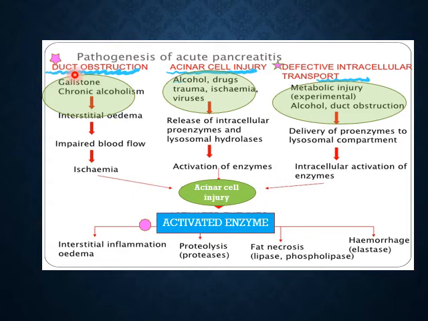Other causes will be duct obstruction, pancreatic duct obstruction, such as gallstone obstruction and chronic alcoholism, the two most common causes. These will cause inflammation, ischemia, and further injury to the acinar cells. And this acinar cell injury again goes on to activate the enzymes. The third mechanism is a defective intracellular transport, such as can be caused by metabolic injury, alcohol, or duct obstruction. Okay, in these conditions, the delivery of proenzymes to the lysosome compartment is affected, and there's intracellular activation of enzyme leading to acinar cell injury.